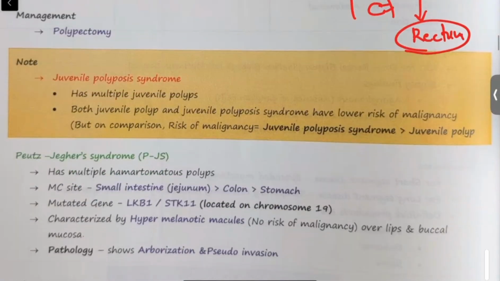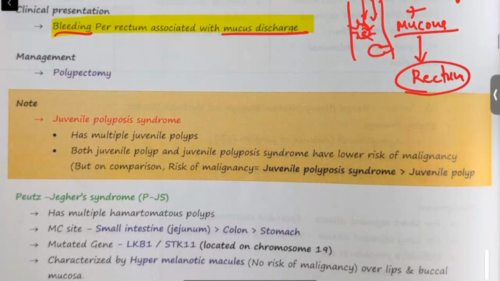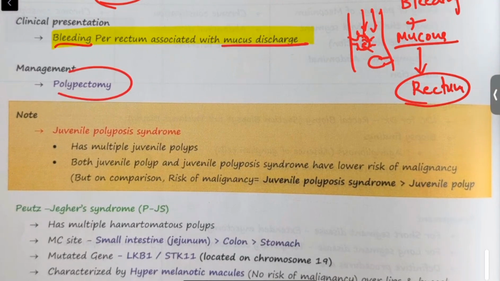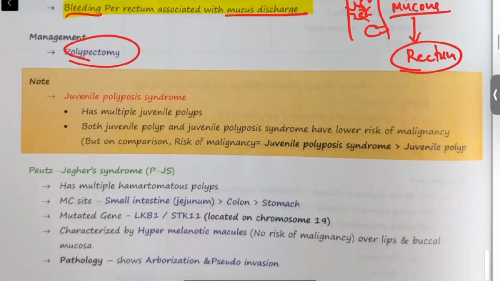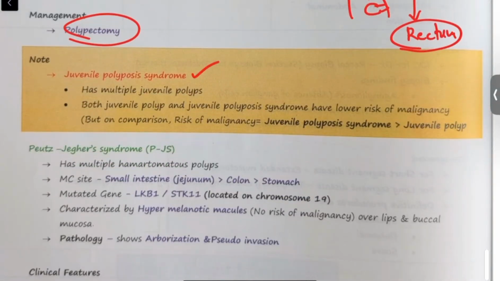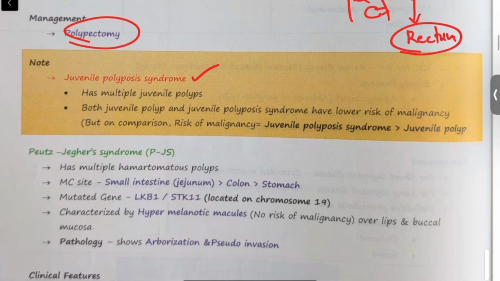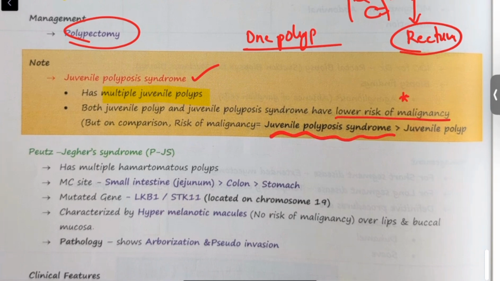So what is the management? We'll do colonoscopy, we'll see where exactly the polyp is. If it is in the rectum, then we'll remove that polyp, and that procedure is called polypectomy, removal of polyp. That's it. There is a syndrome called juvenile polyposis syndrome. In case of juvenile polyp, it was an individual polyp, one polyp. In case of juvenile polyposis syndrome, there will be multiple juvenile polyps, and both of these are non-neoplastic. Hence they have lower risk of malignancy. But in comparison, juvenile polyposis syndrome, with multiple polyps, always has increased risk than a juvenile polyp alone.